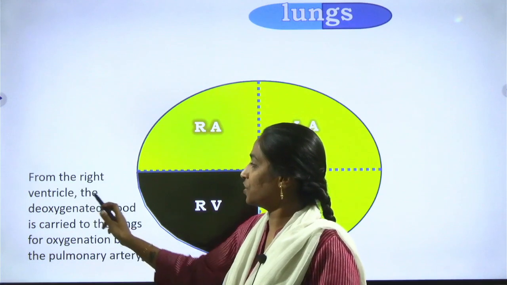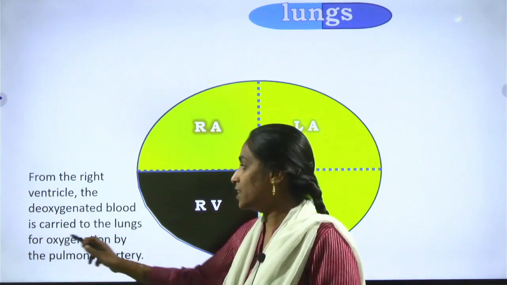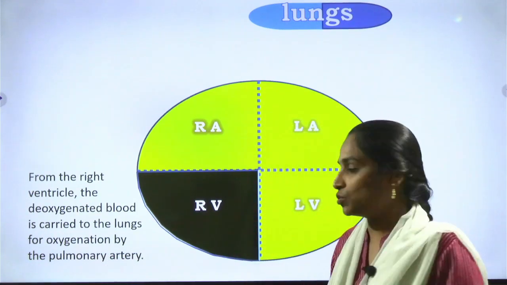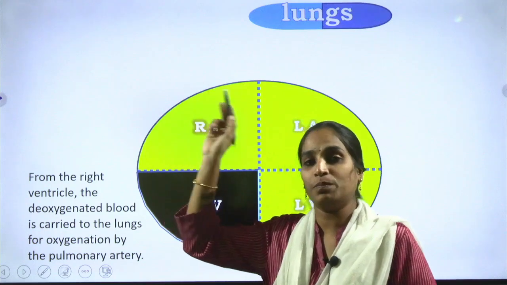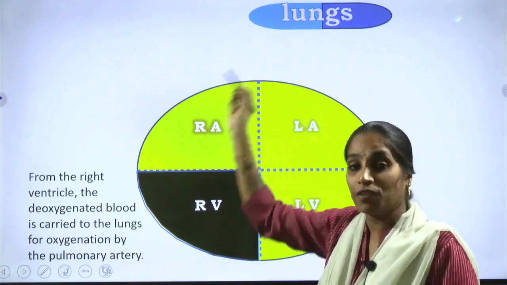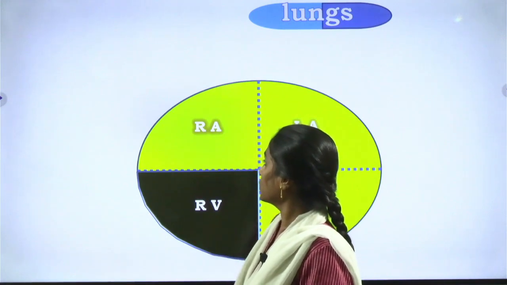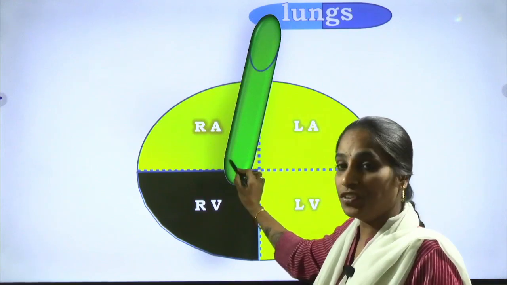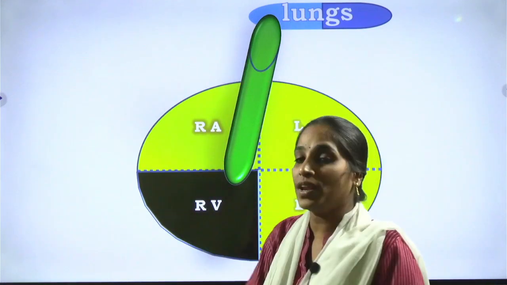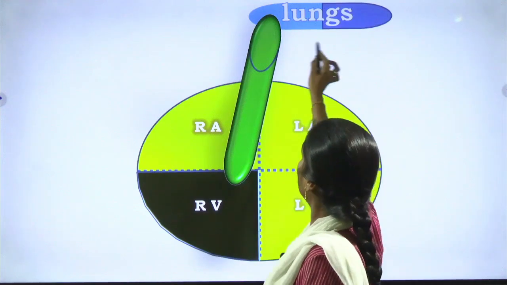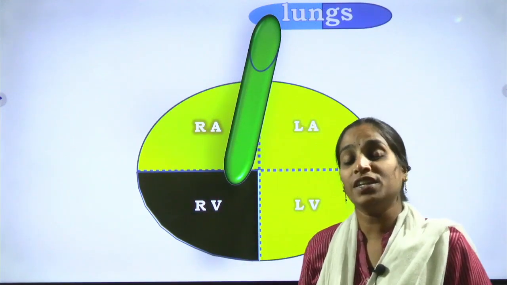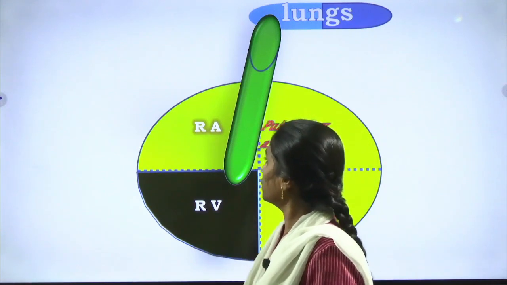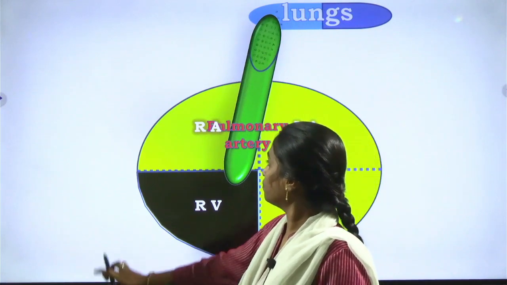So here from the right ventricle, the deoxygenated blood is carried to the lungs for oxygenation by the pulmonary artery. So from the right ventricle, the blood goes through the pulmonary artery to the left and right lungs. And the next concept, see here, this is the right pulmonary artery, which further bifurcates into the left lung and the right lung. So the left lung and the right lung receive the deoxygenated blood from the right ventricle.